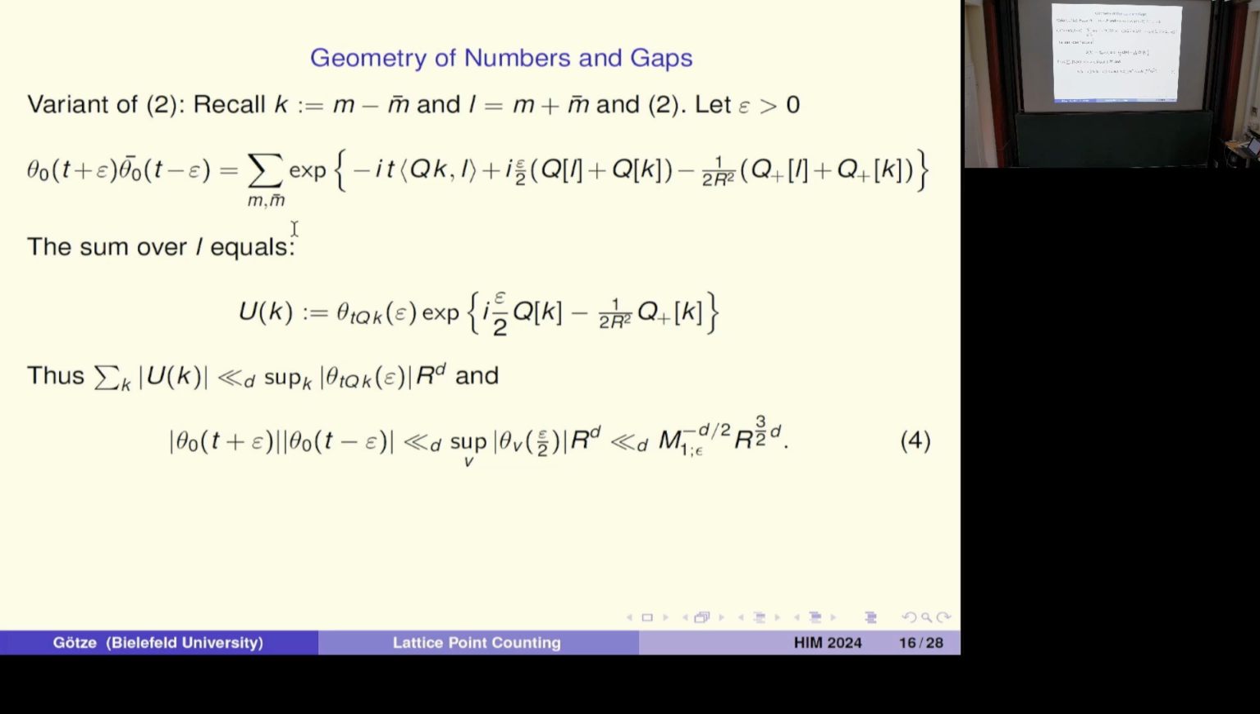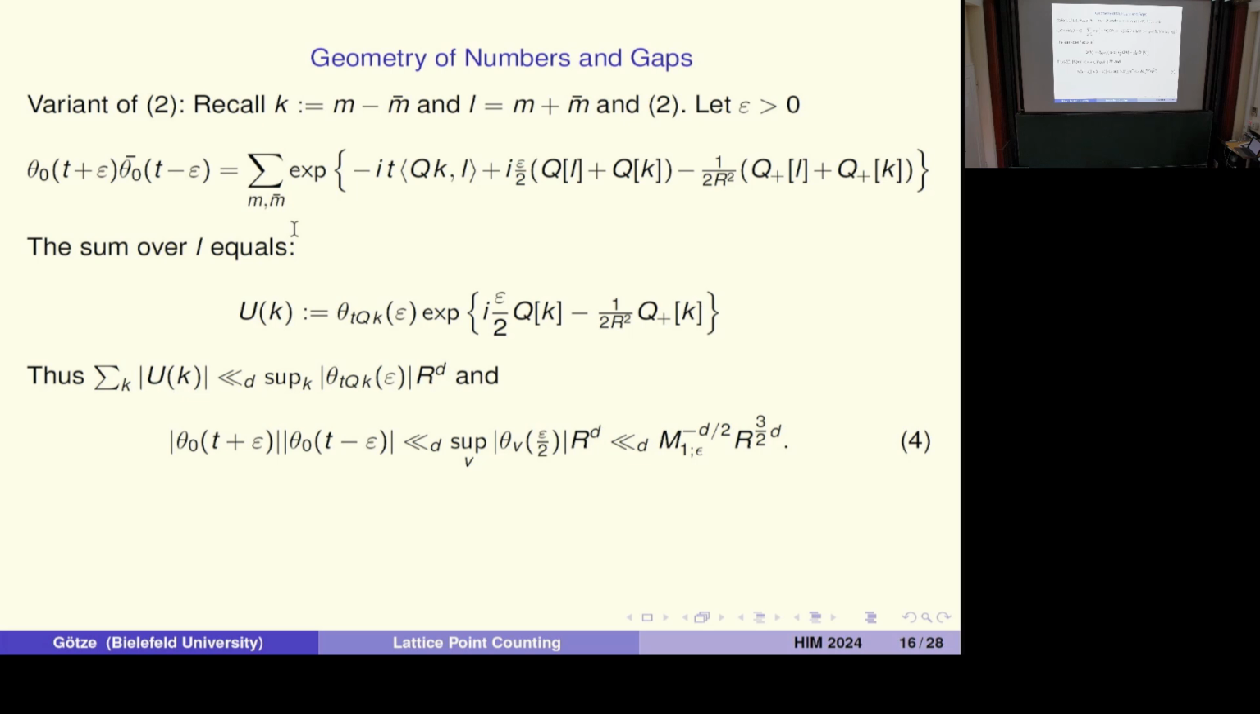So the sum over all the L variables here equals this quantity. It's a theta function for this shift and at the point epsilon, and then one part of this here and one part of that. And if I estimate this by the supremum of this theta function times r to the d, then I get out something like the first successive minimum at the frequency epsilon times r to the 3d.